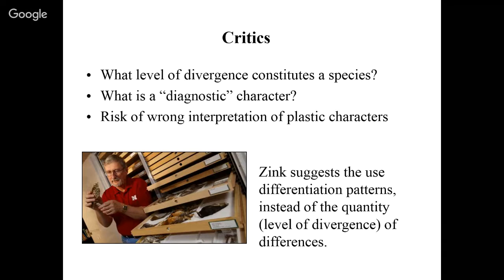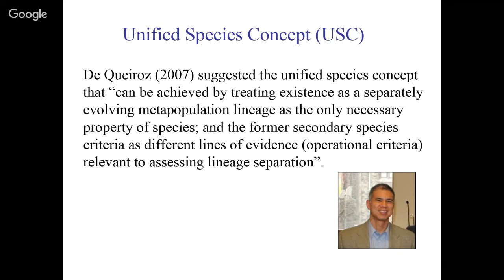However, I would like to talk about the unified species concept defined by Kevin de Queiroz, more or less recently, which suggested the unified species concept that can be achieved by treating existence as a separately evolving metapopulation lineage as the only necessary property of species, and the former secondary species criteria as different lines of evidence, which are operational criteria relevant to assessing lineage separation.